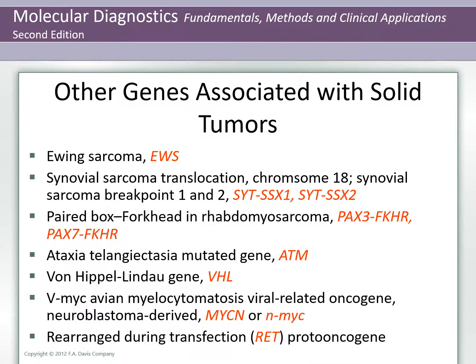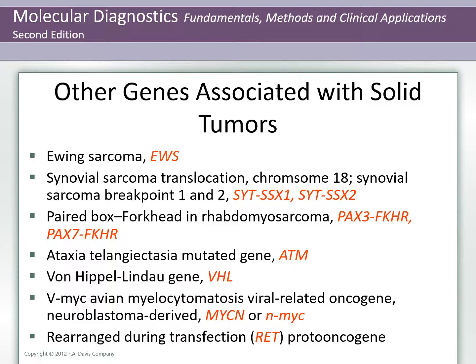The textbook goes over in more detail various genes associated with solid tumors, but we won't be going into them in as much detail, but they're listed here. So there's the Ewing sarcoma EWS gene, the synovial sarcoma translocation at chromosome 18, and the synovial sarcoma breakpoint 1 and 2, the paired box forkhead gene in rhabdomyosarcoma, the ataxia telangiectasia mutated gene, the von Hippel-Lindau gene, the V-MYC avian myelocytomatosis viral-related oncogene, that's neuroblastoma-derived, and the rearranged during transfection proto-oncogene.